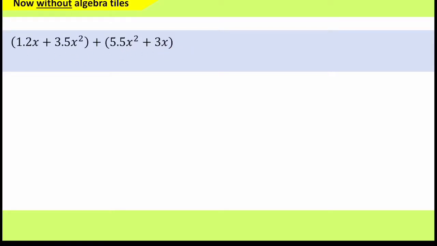So let's gather our like terms, our x squareds and our x's together. There are no 1's here to show. So 3.5x squared plus 5.5x squared, put those together. And then we have 1.2x plus 3x, put those together. When I add them together, 3.5x squared and 5.5x squared, that's going to give us a 9x squared. 1.2x plus 3x, 4.2x.